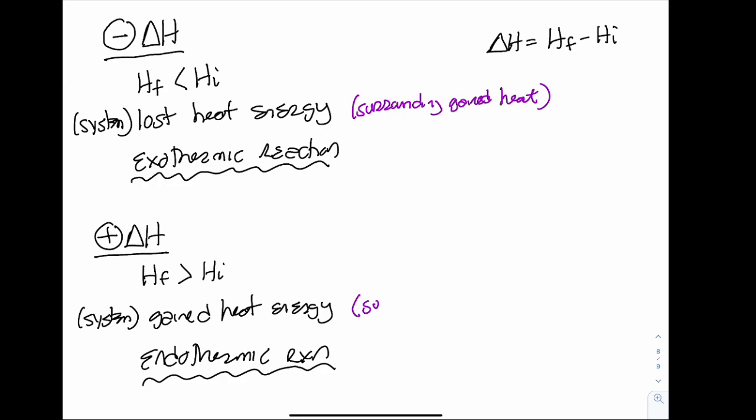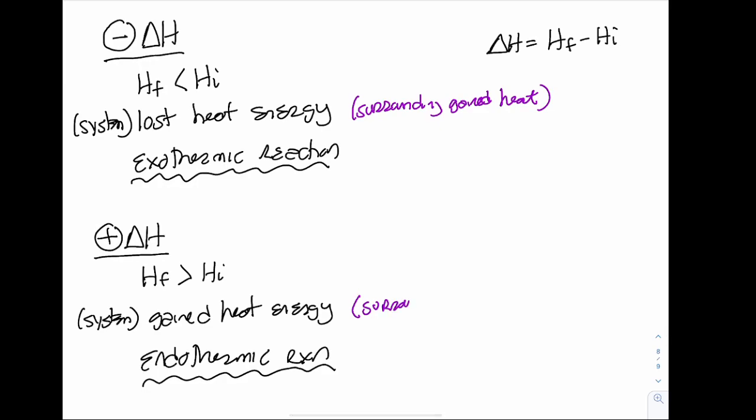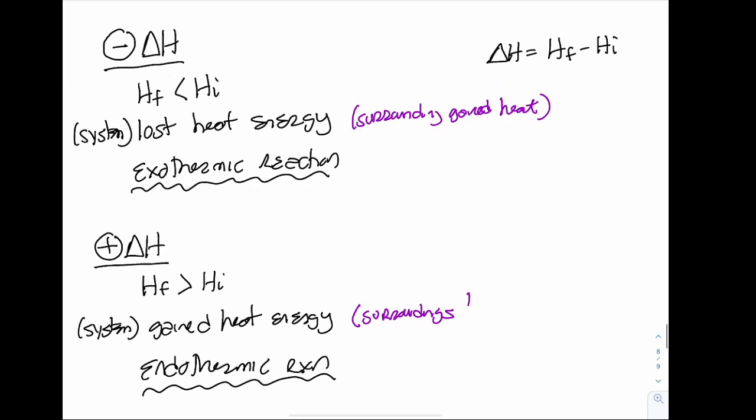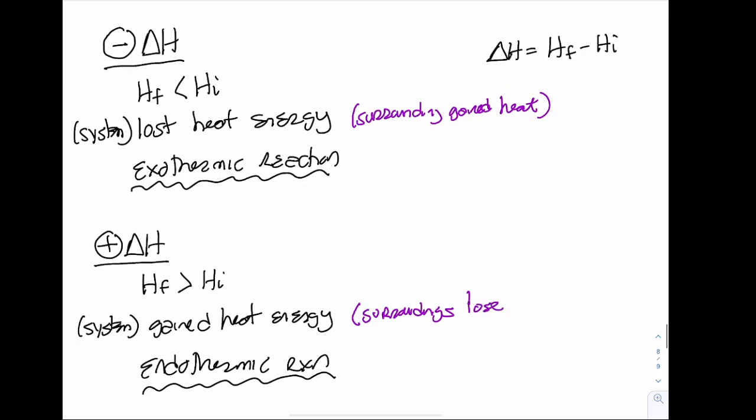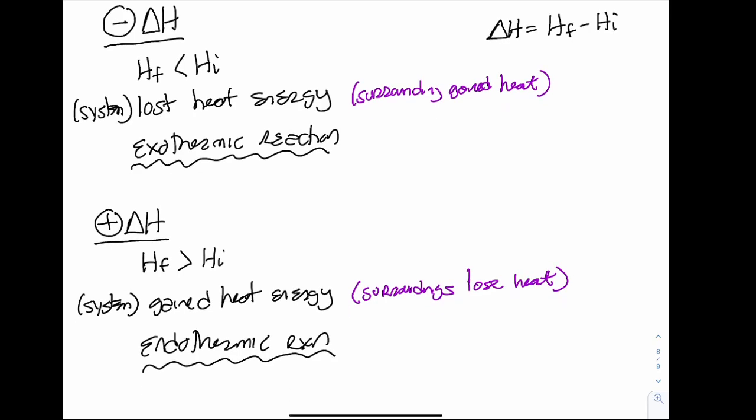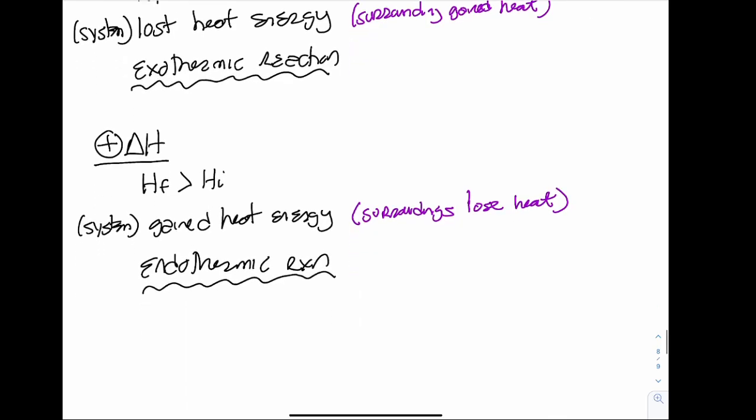Our system is gaining heat. Our surroundings lose heat. So again, for us, we're in contact with the surroundings. It's going to be the opposite. So an exothermic reaction is actually something that's losing heat. We're going to feel that heat that's being given off. An endothermic reaction is one that's gaining heat energy. Again, we're in contact with the surroundings, so it's going to feel like it's losing heat. It's going to feel like it's getting cooler.